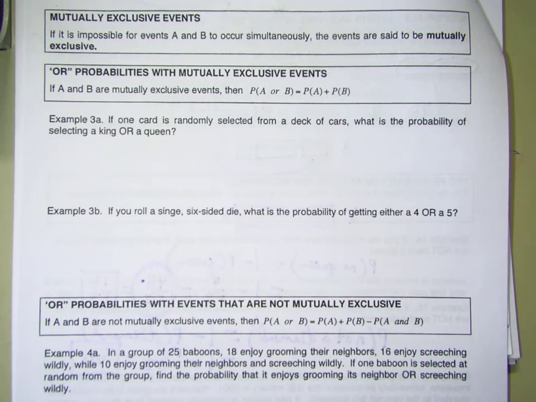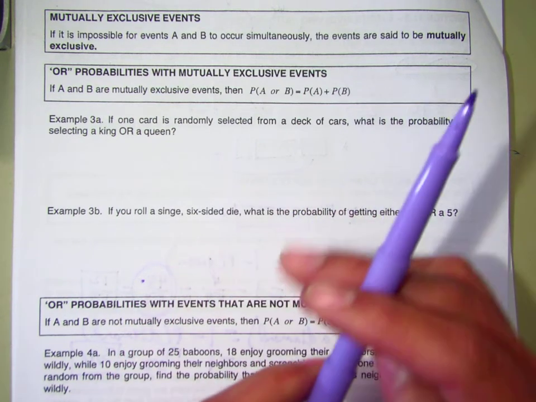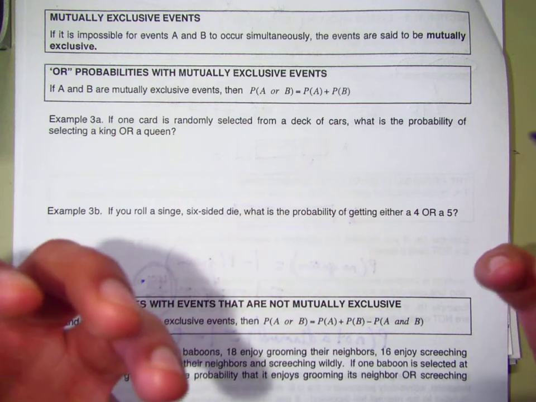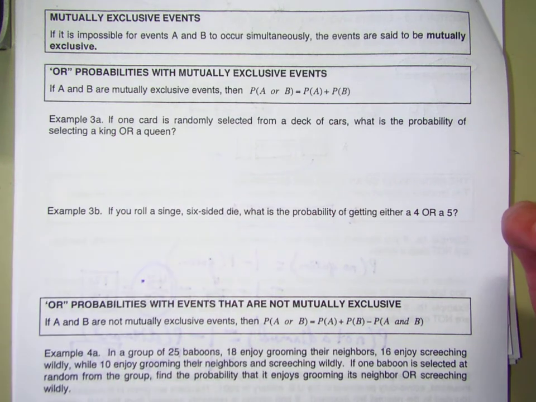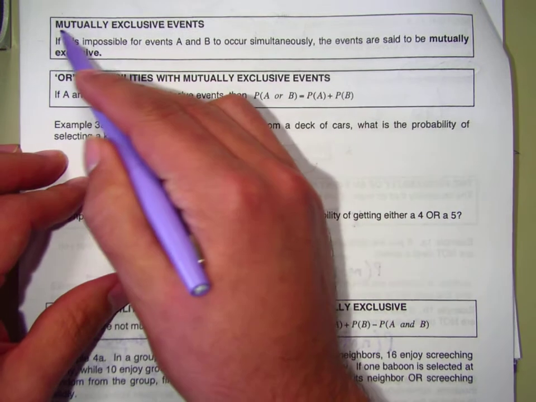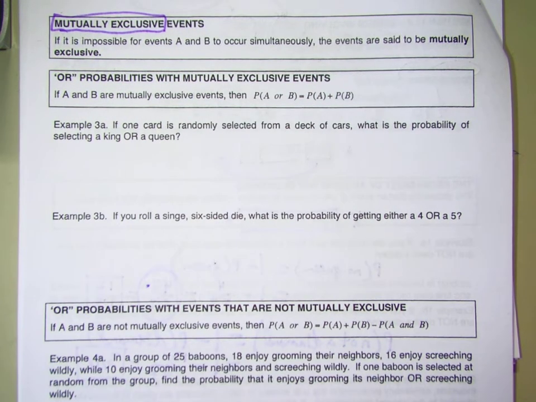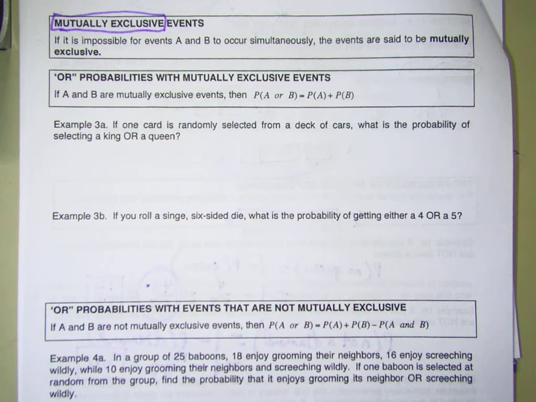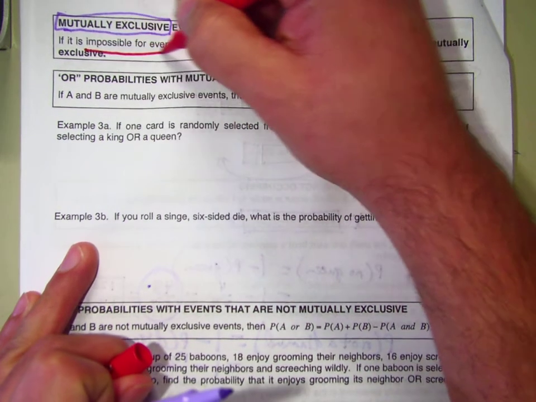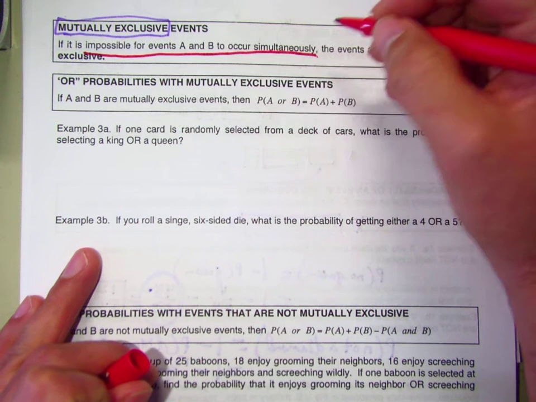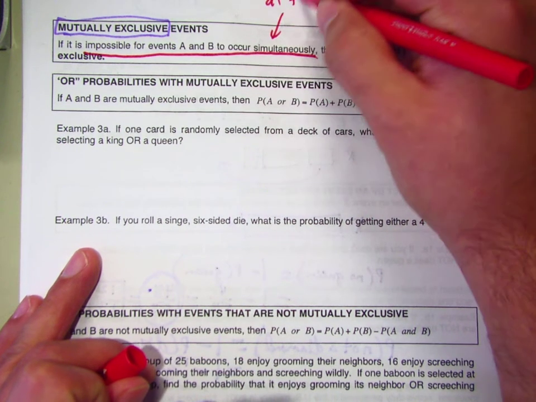All right. So the last part of these notes focus on events, more than one event at a time. There are two different ways that more than one event can happen. The first is mutually exclusive. You do need to know this vocabulary. Mutually exclusive just means that it is impossible for events A and B to occur simultaneously. Simultaneously is just a fancy word for at the same time. Okay?